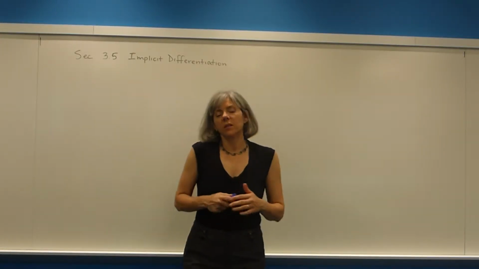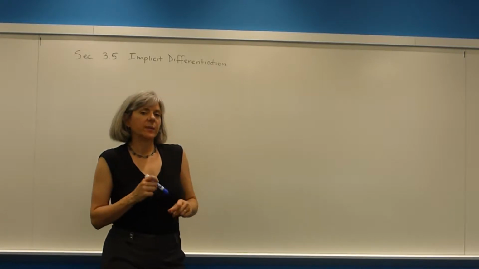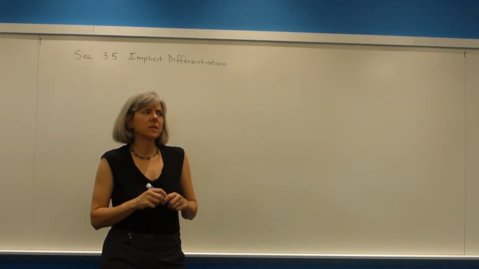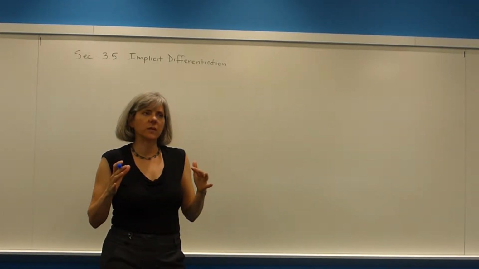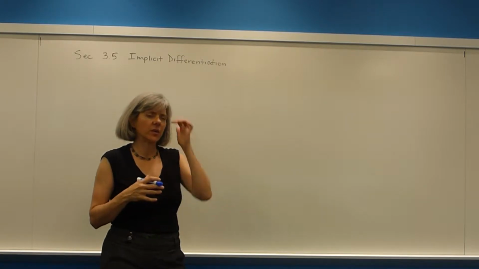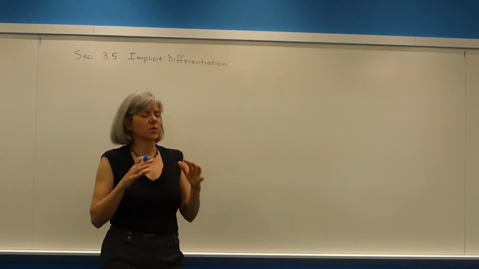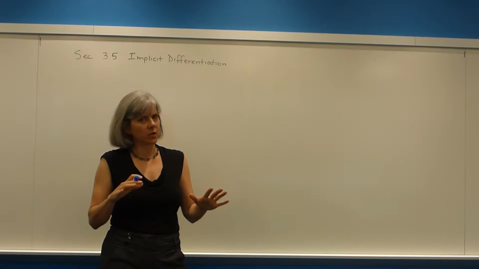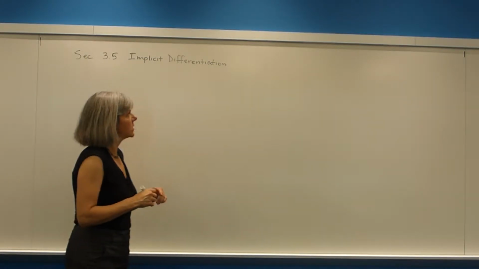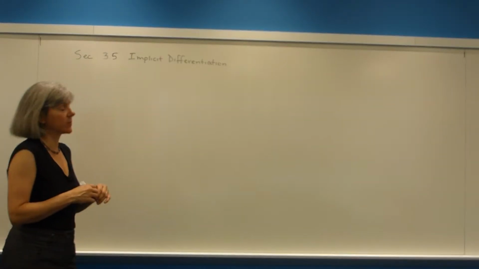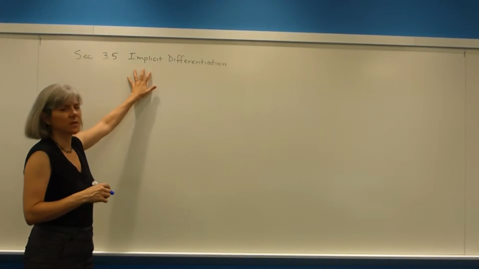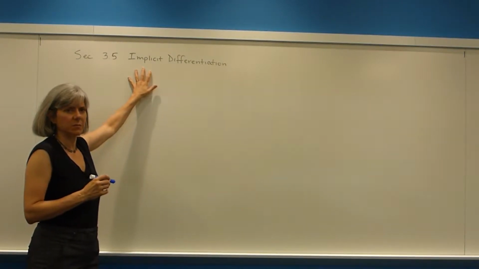Okay, so this is the prep video for section 3.5, implicit differentiation. This is a concept that it would behoove you to spend a little time making sure that you get the basics, because once you have the basics in hand, then the rest of it goes so much more smoothly. So this is going to use chain rule as part of it, but before we get there, we need to define what implicit means.